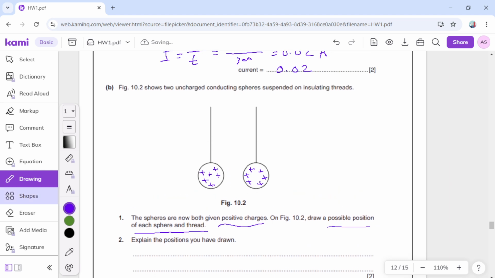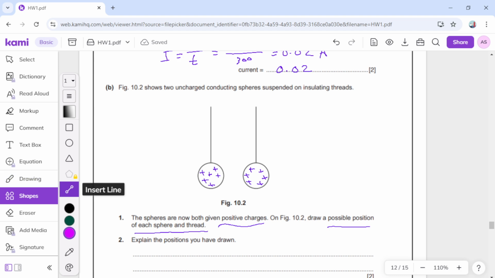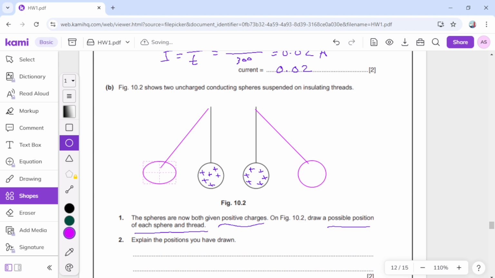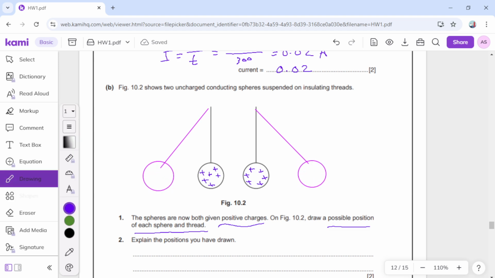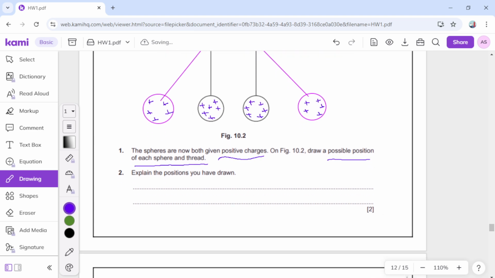Now we have to draw a possible position. Of course, because they have like charge, or the same charge, they will repel. So this one will repel, this one will repel, both will repel, so they will be like this. Positive repels positive. So this is the new position. Explain the position you have drawn.